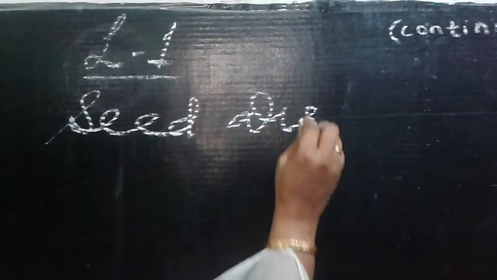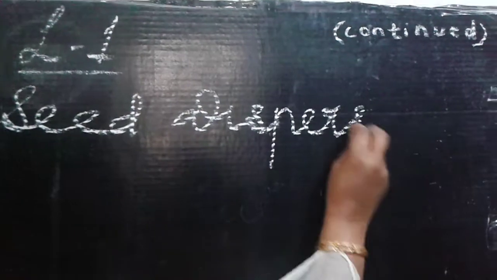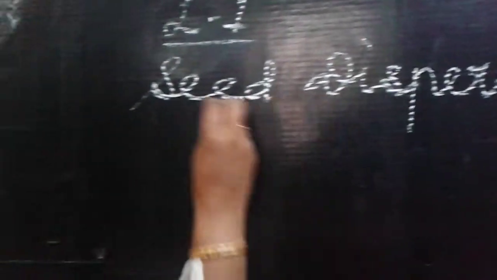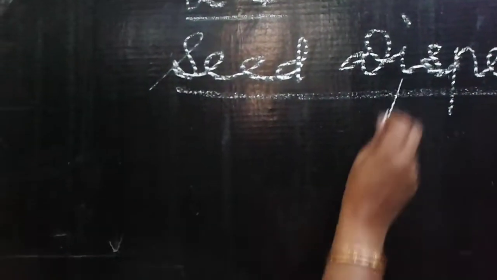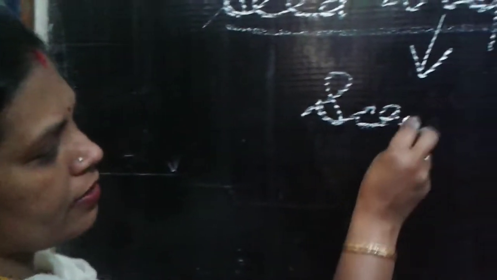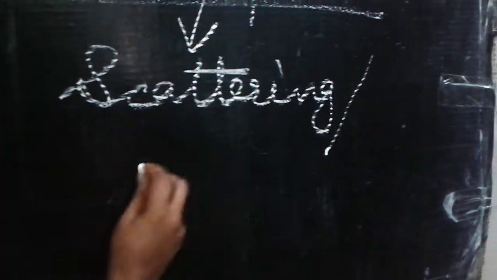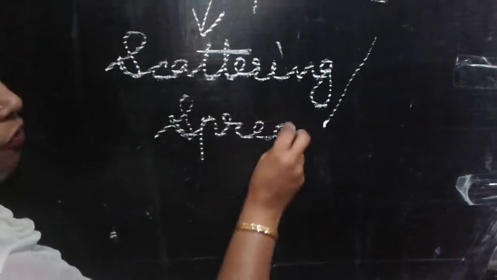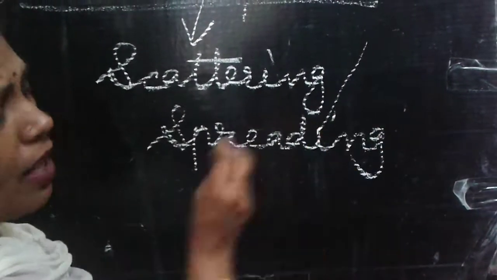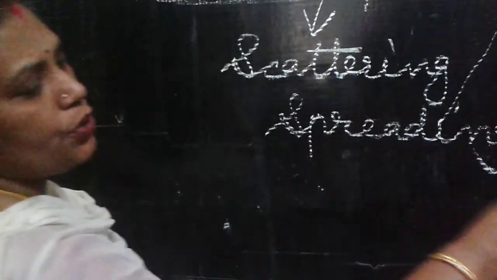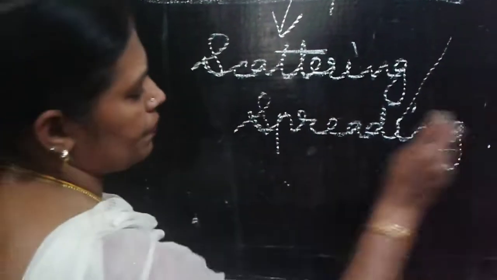Lesson 1. Today I will teach you about seed dispersal. What is meant by dispersal? Dispersal means scattering, scattering or spreading of the seeds from the parent plant to different places. Okay.